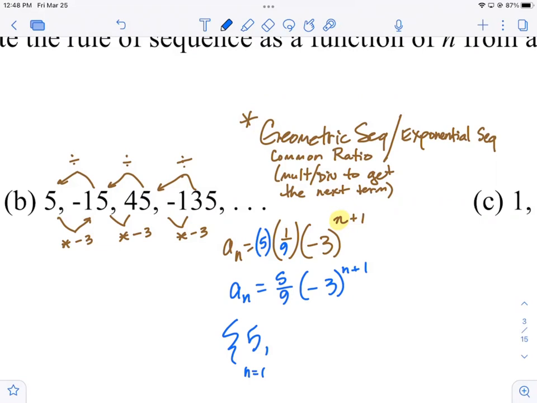Let's try one more. When n is 2, what do we get? 2 plus 1 is 3. -3 to the third is -27. -27 divided by 9 is -3. -3 times 5 is -15. Oh, Merry Christmas. We did it. Yeah, it's going to work the rest of the way. Okay.